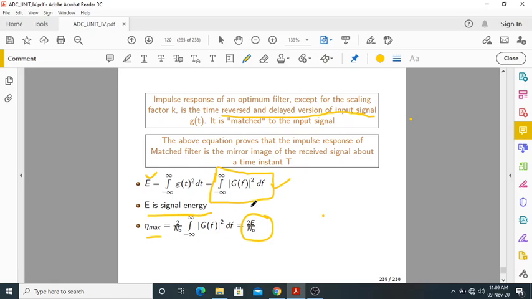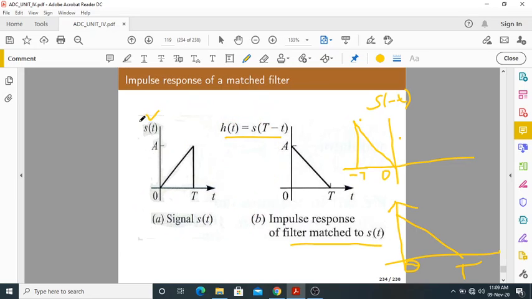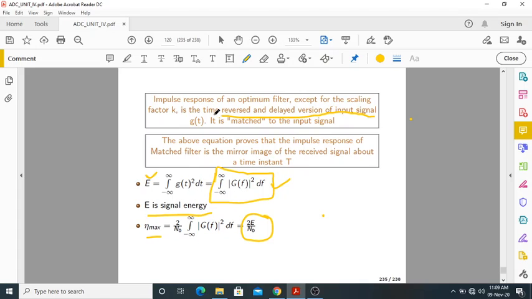So this is the maximum SNR that is possible at the output of the filter after sampling: 2E by n naught. What is E? E is the energy of the signal. So when the output SNR is maximum, when the impulse response of the filter is h of t equal to s of capital T minus small t, or when the impulse response is the time reversed and delayed version of the input signal, then we get maximum SNR. But what is that maximum SNR? 2E by n naught. What is E? E is the energy of the signal g of t.